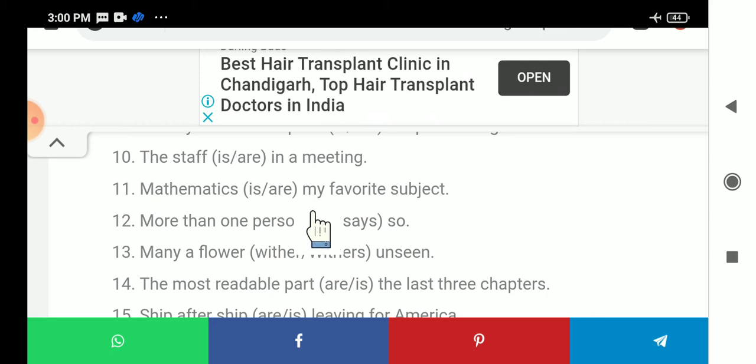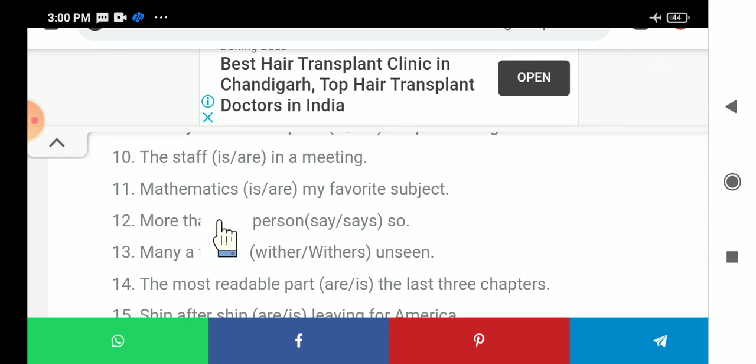Mathematics are my favorite subject. So mathematics, with an s added here, is in the form of a plural subject, but it gives a singular meaning. With a singular subject, which form of the verb do we have to use? We have to use a singular verb. Mathematics is my favorite subject.